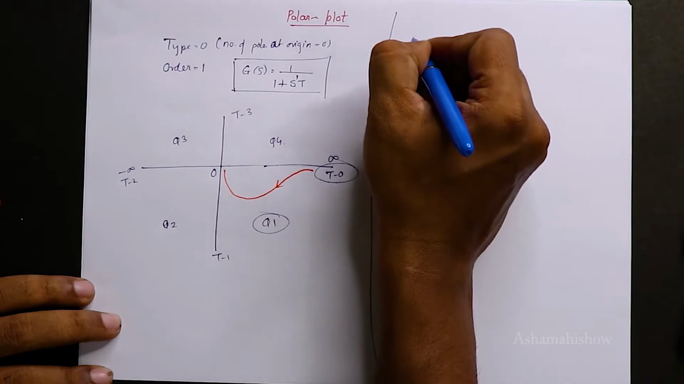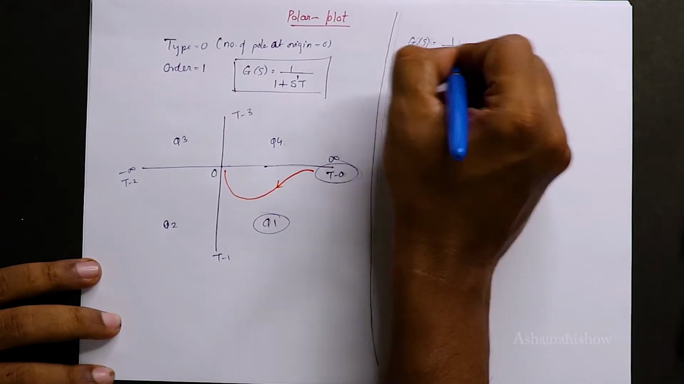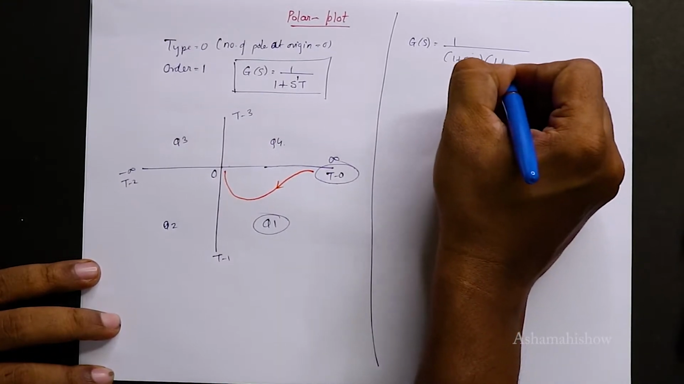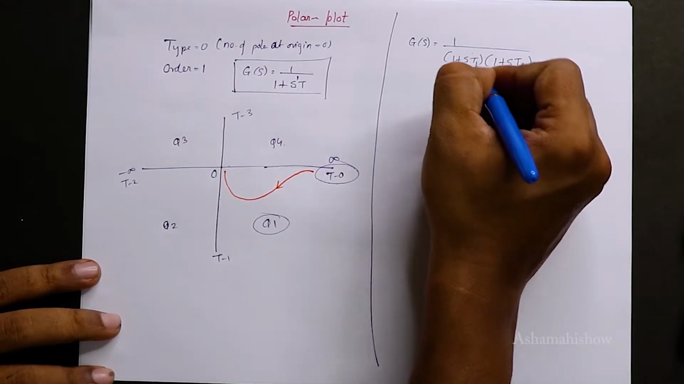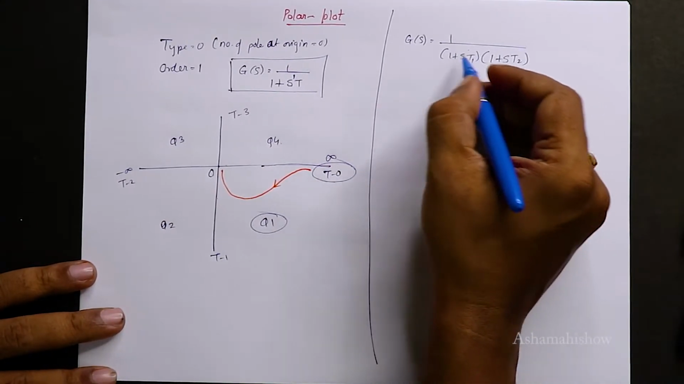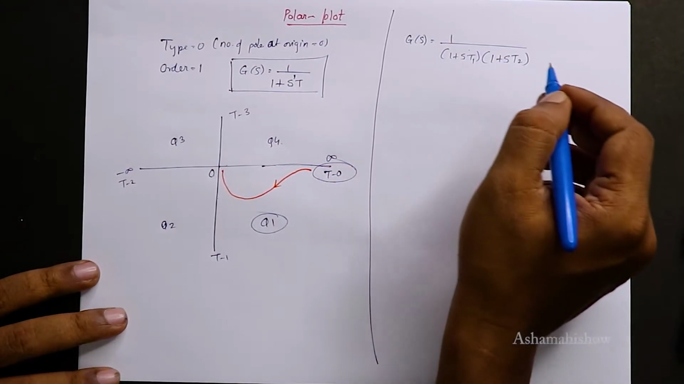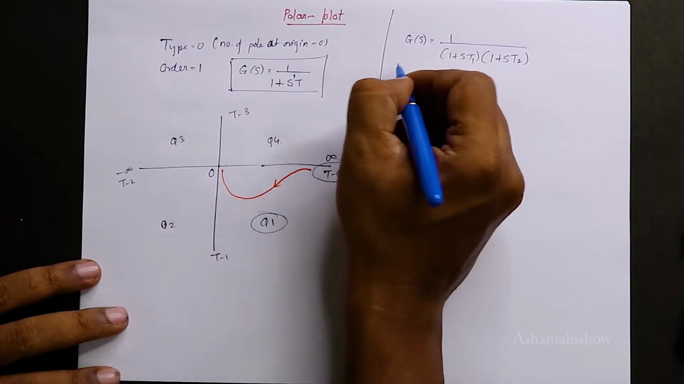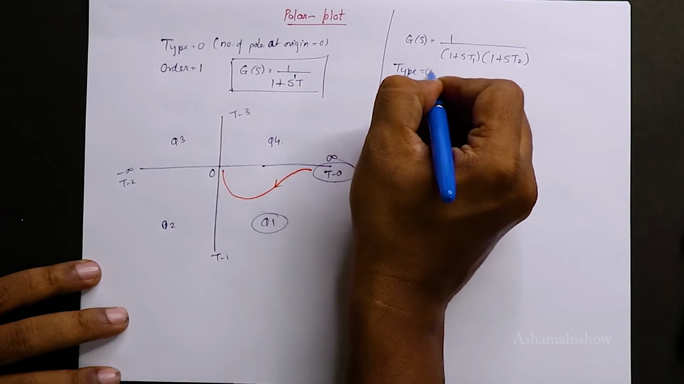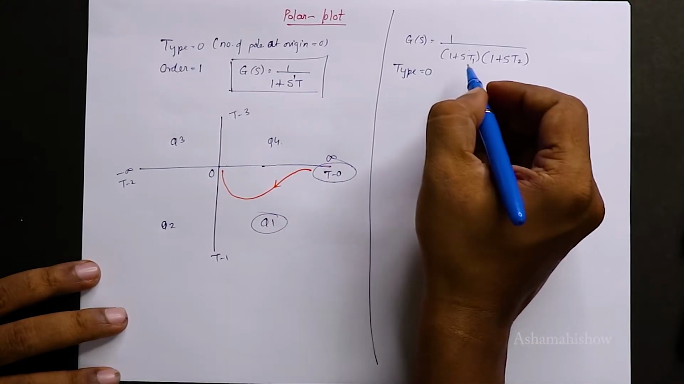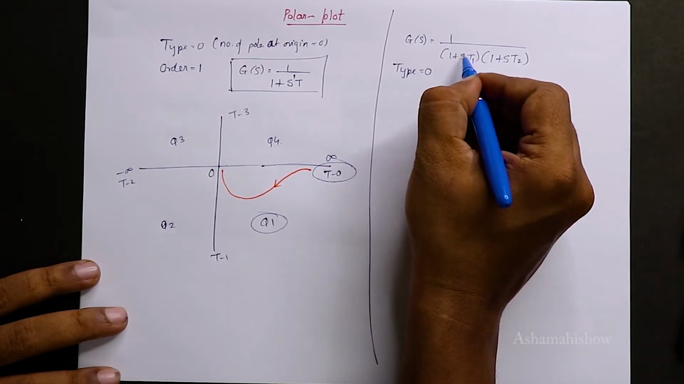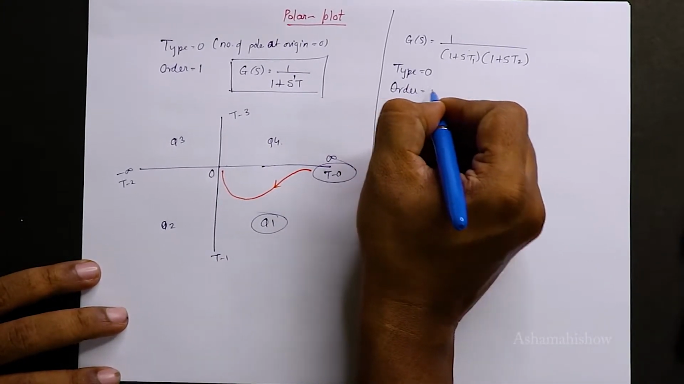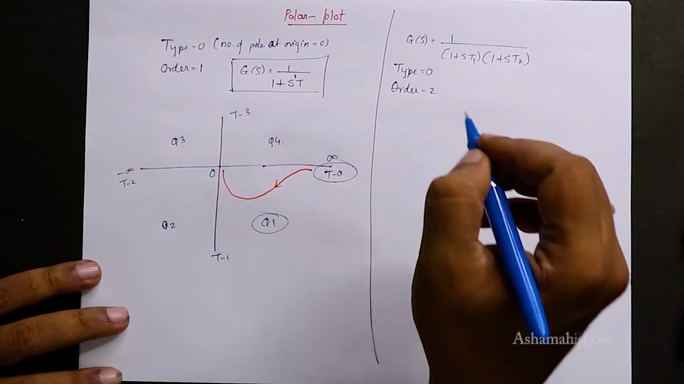I'll tell the next one. Now the transfer function G of s is equal to 1 by 1 plus sT1 into 1 plus sT2. How many poles at the origin do we have? We don't have any poles at the origin, so obviously it is type 0. Now what is the order of s? Here s into s is s square, so it is second order. So your order is 2. So type 0, order 2.